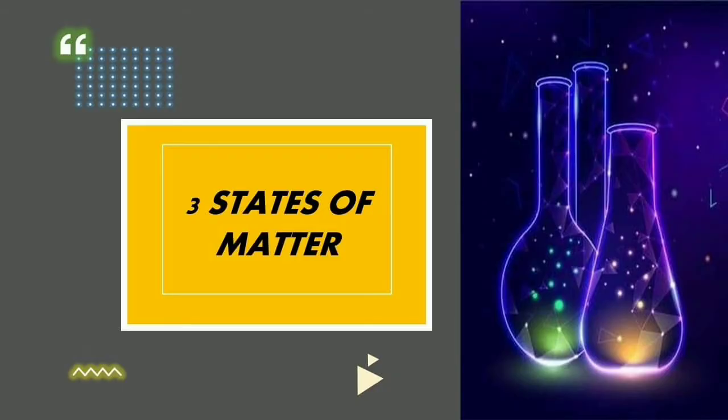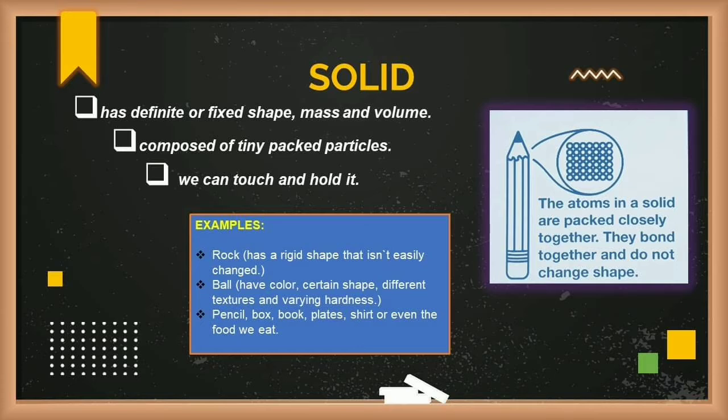If everything is matter, you might be wondering why they look different from each other. Well, everything found on Earth has specific properties and exists in one of the three states of matter, namely solid, liquid, and gas. In order to figure out which state of matter an object fits in, we have to examine its properties. The properties we looked at are shape, mass, and volume.